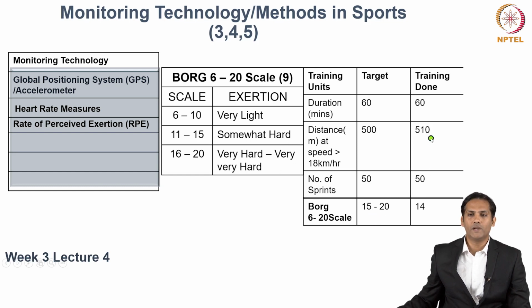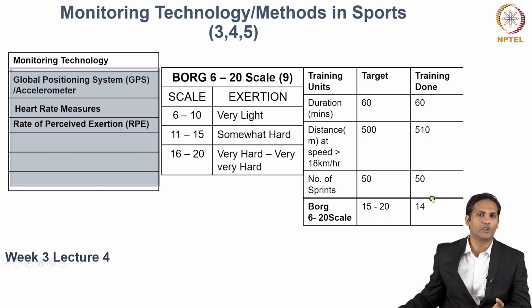And the training that is done, you ask the athlete what is your Borg scale for the given training session, and he says that it is 14. So in that case, we can conclude that the athlete has trained at much lesser effort compared to what has been prescribed.